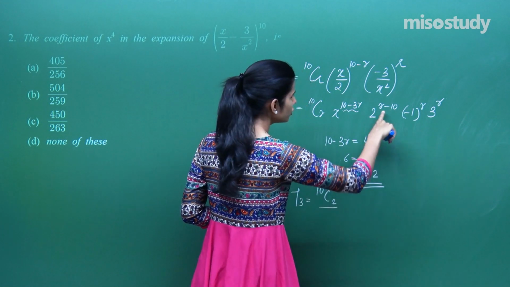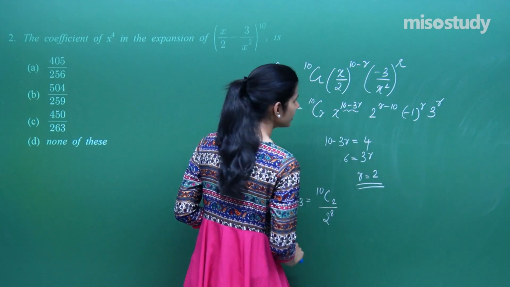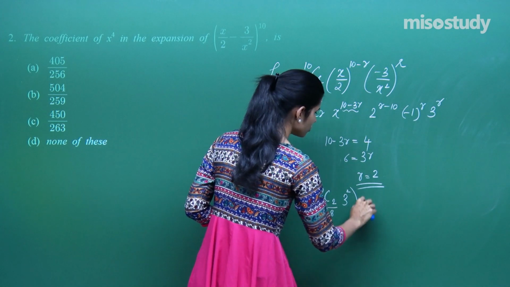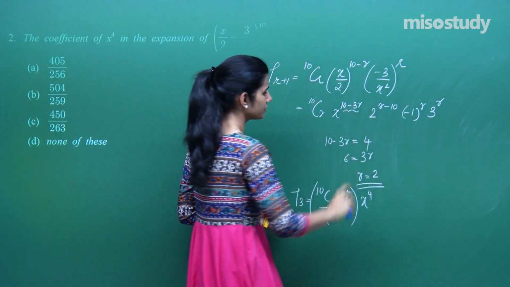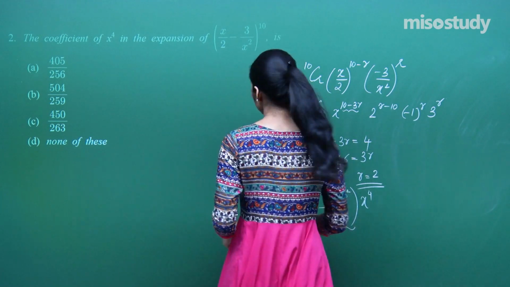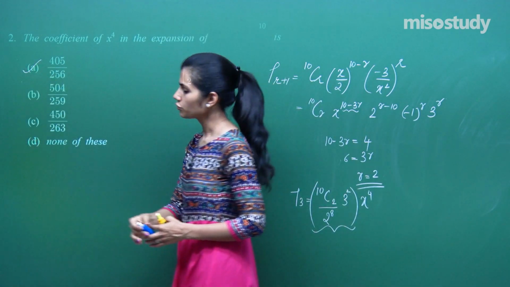2 to the power 2 minus 10, meaning here it will be 8, (minus 1) to the power 2 is 1, and 3 to the power 2 into x to the power 4. So what is the coefficient of x to the power 4? It is this. If we evaluate this, we get 405 by 256.